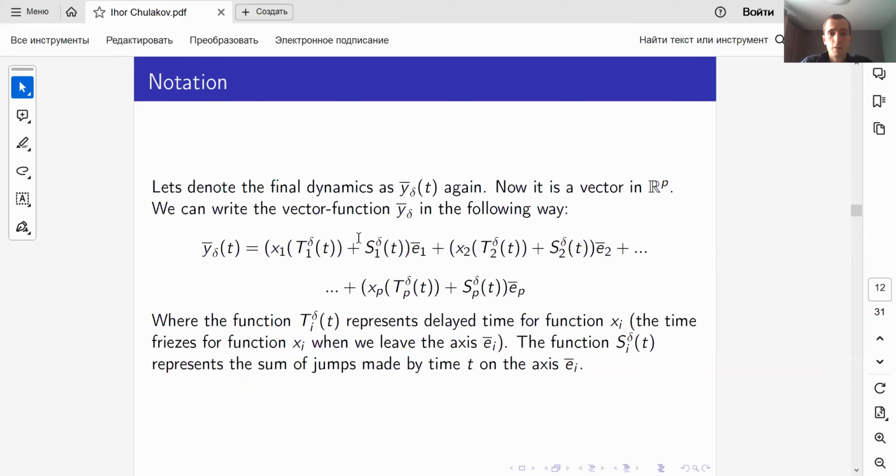Let's denote the final dynamics as y delta again, but here we add the notation that actually now y is a vector. Now it's a vector in R^p. We can write the vector function y delta in the following way, where the function ti delta represents delayed time for function xi, the time freezes for function xi when we leave the axis ei. And the function si delta represents the sum of jumps made by time t on the axis ei.